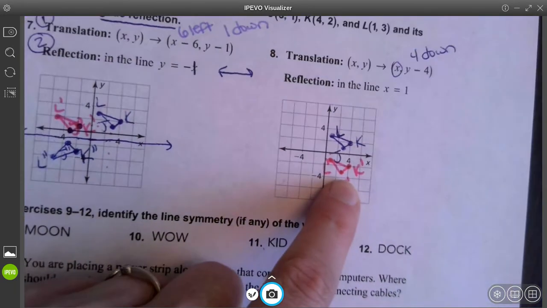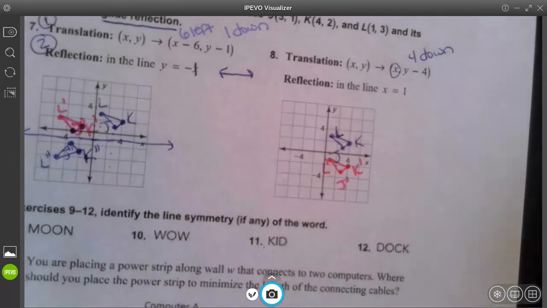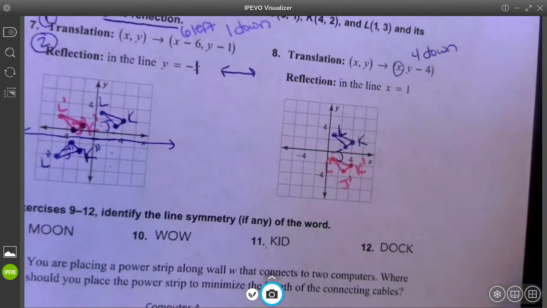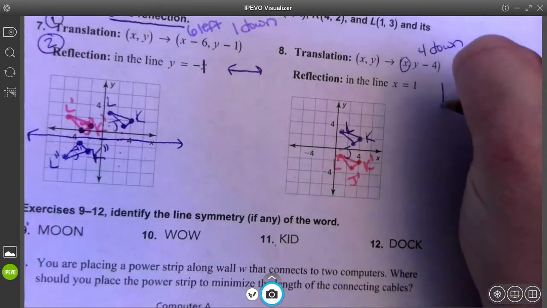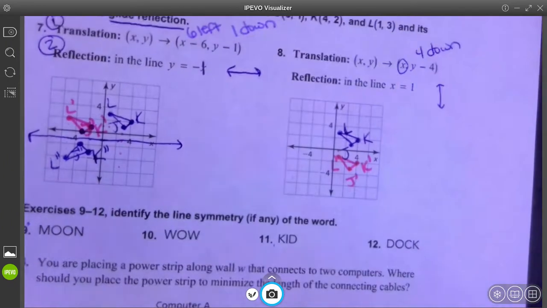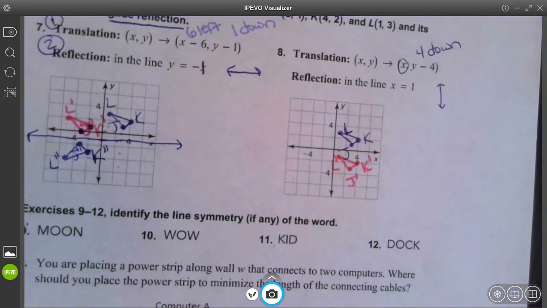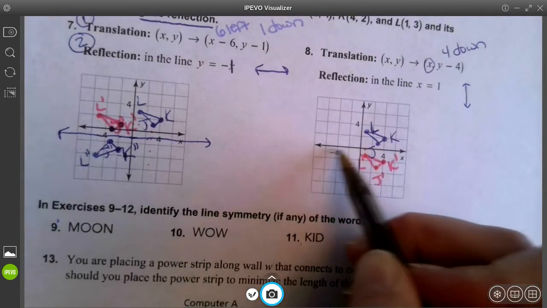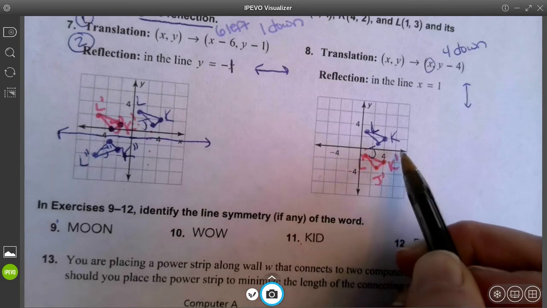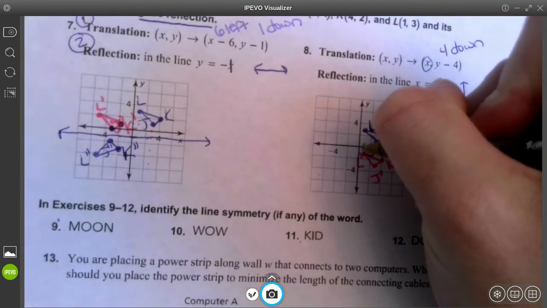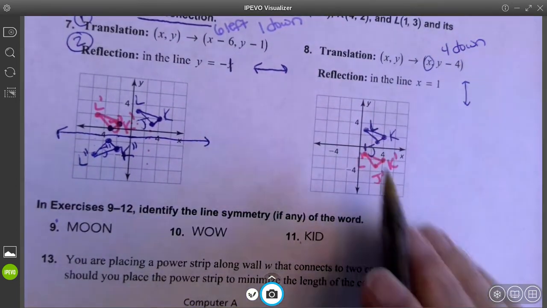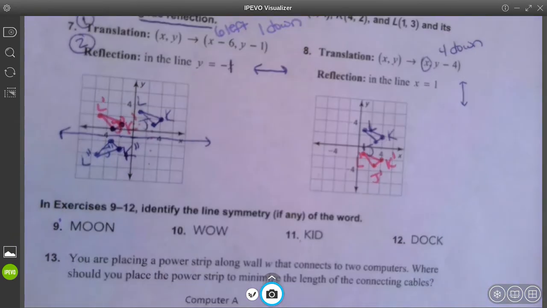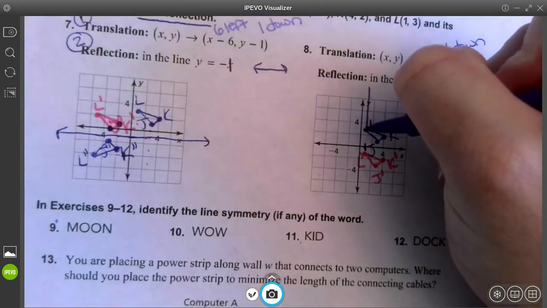Now I'm going to take my pink triangle and do a reflection over the line x equals 1. This is going to be a vertical line at an x value of positive 1. So I'm going to go to my x-axis. Where is there an x value of positive 1? That's right here. Remember, it counts by 2's. So my line of reflection is this vertical line here.